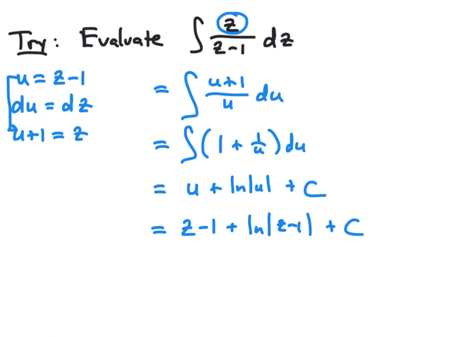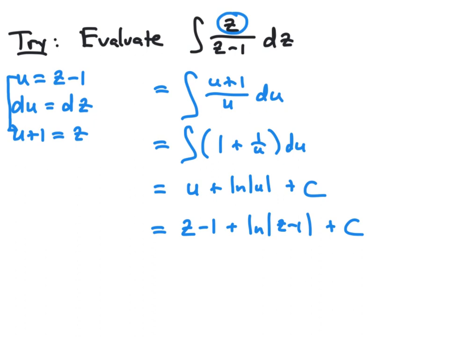And so we have the integral of the numerator, u plus 1, divided by z minus 1, which is u, times du. U plus 1 over u, we can rewrite as a sum, each of those terms in the numerator over u. So we have u over u, which is 1, plus 1 over u. And we can integrate each term independently. So the antiderivative of 1 is simply u. And the antiderivative of 1 over u is the natural log of the absolute value of u. And of course, plus c.